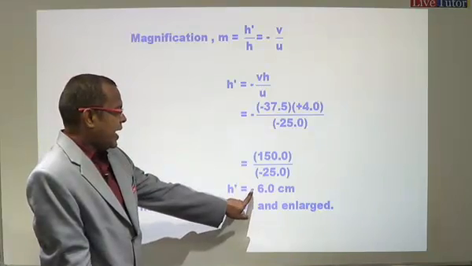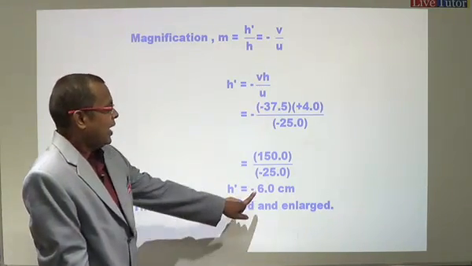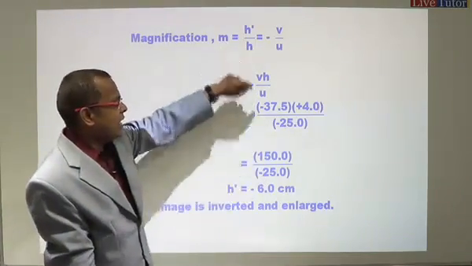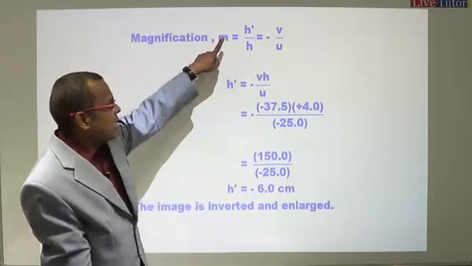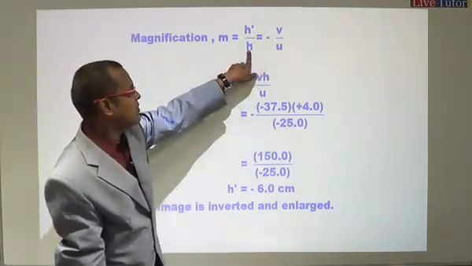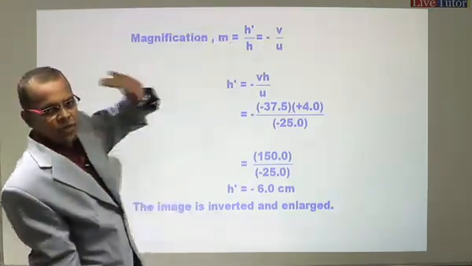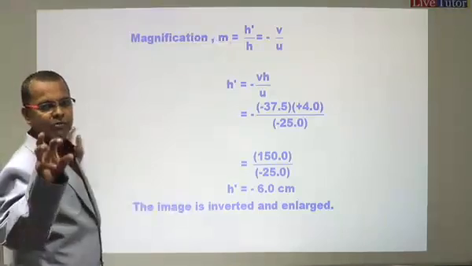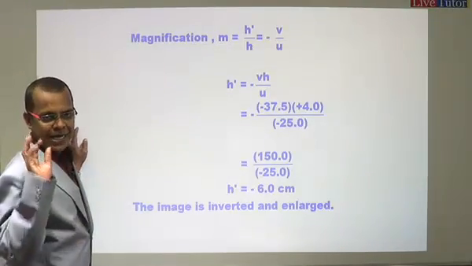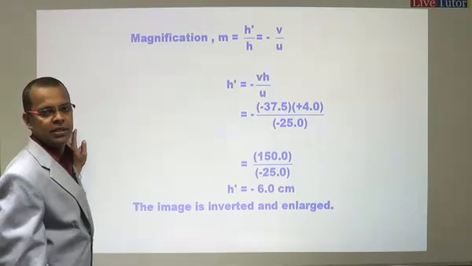If the height of the image is minus, when you divide this h dash by h, what will you get? What is the h value? It is plus 4. And here it is minus 6. Minus 6 by plus 4 will naturally become minus only. So the magnification value is minus. Since the value of magnification is negative, definitely the image is inverted.